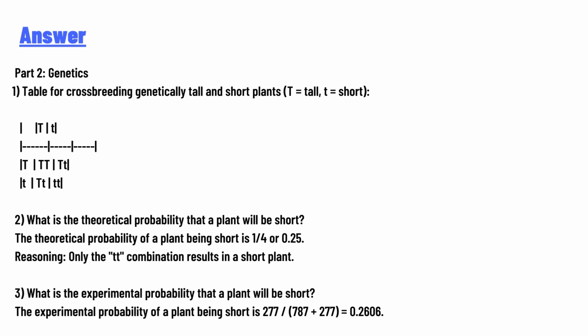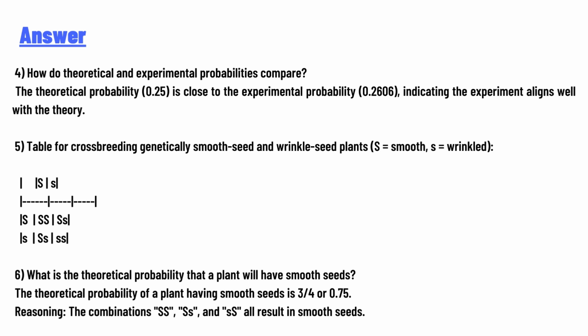Part 2, Genetics. Table of crossbreed: genetically tall and short plant, Tt and Tt. Second, what is the theoretical probability that a plant will be short? The theoretical probability of a plant being short is 1 over 4, 0.25. Reasoning: only a tt combination results in a short plant. Third, what is the experimental probability that a plant will be short? The experimental probability of a plant being short is 277 over 77 plus 277, which is equal to 0.2606. How do theoretical and experimental probabilities compare? The theoretical probability 0.25 is close to the experimental probability 0.2606, indicating the experiment aligns well with the theory.